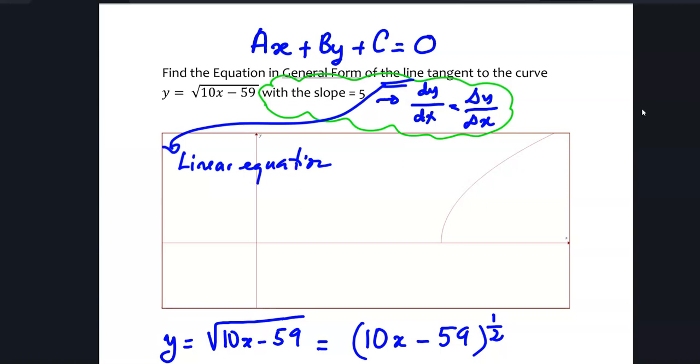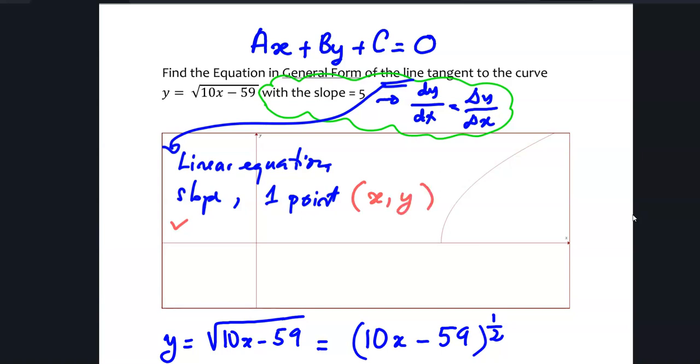And what you need to have is a slope and one point on this graph, but we just don't know where it is. So we have to find the point. The slope we have already, but we have to find one point. That means we have to find the value of x and y.